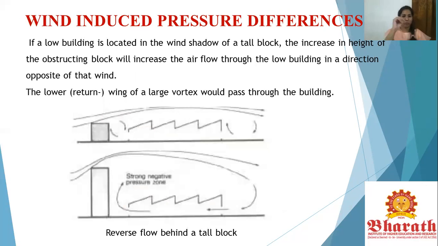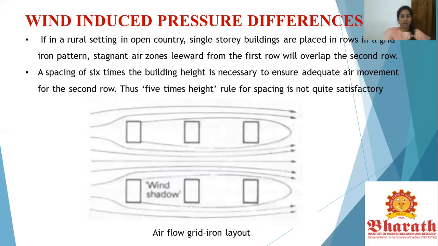So if a low building is located in the wind shadow of a tall block, the increase in height of the obstruction will create an increase in airflow through the low building. The lower return wing of the larger vortex would pass through the building. If the building is very high, there is a very large negative zone found in your wind shadow direction. Yeah. So this ends up creating a negative pressure. If you were to create an opening, the air rushes back inside to create your positive area.